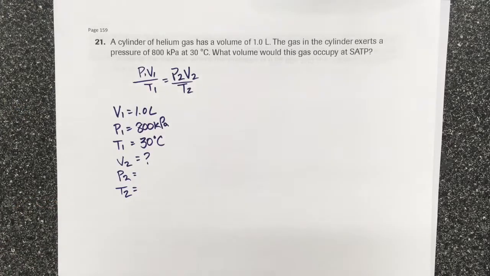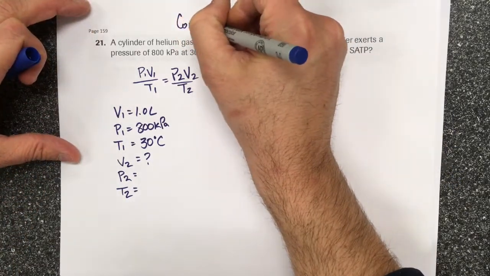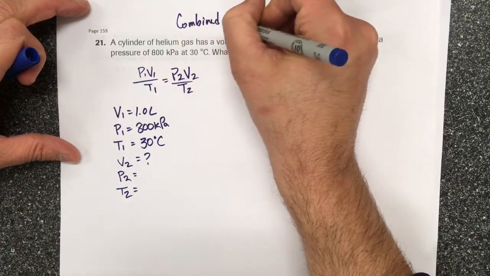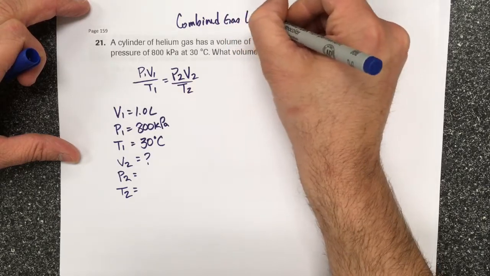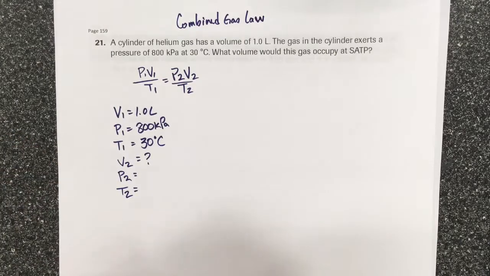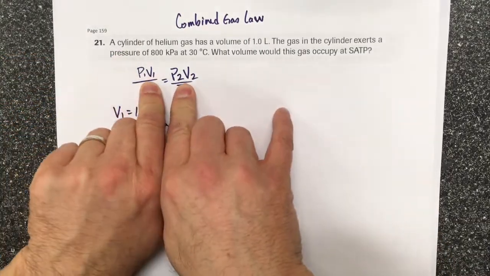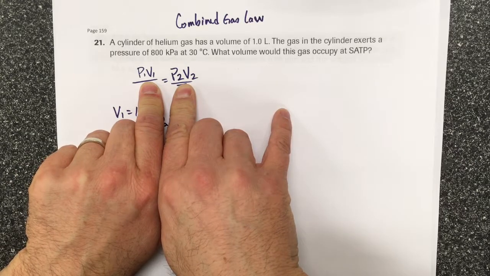In this video we're going to tackle question 21 on page 159, and this is the combined gas law. So the combined gas law is P1 V1 over T1 equals P2 V2 over T2. And if we had constant temperature, you'd have Boyle's law, P1 V1 equals P2 V2.